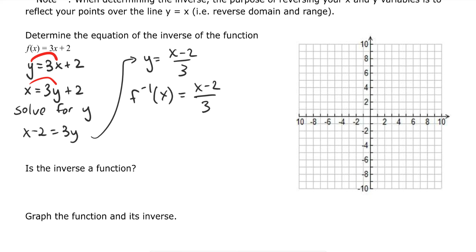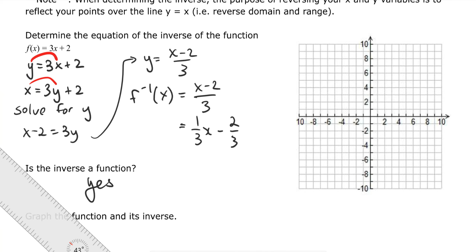Now, is the inverse a function? Yes, it is. So we're going to graph this in a moment, but it's just another linear equation, right? You can write this as 1/3 x minus 2/3. Okay, so we're going to graph both the function and the inverse.